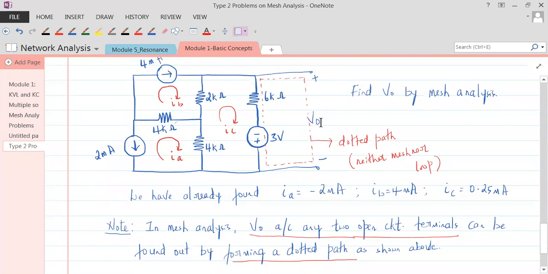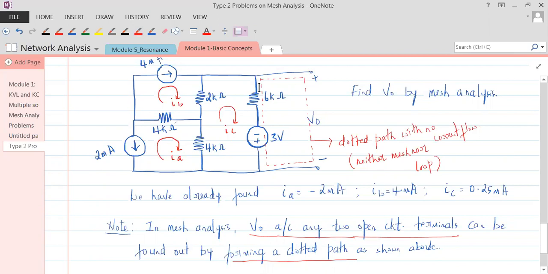Get that point? Okay, so in that sense there is no current flowing. Everybody is okay with that? Okay, so this is a dotted path with no current flow. Why is there no current flow? It's an open circuit, mind you.